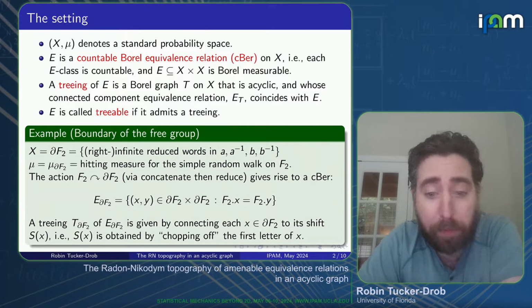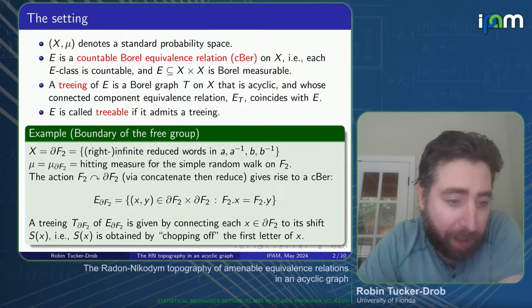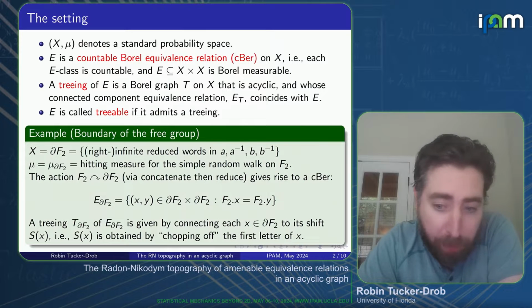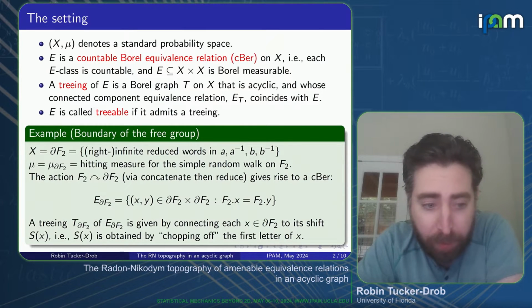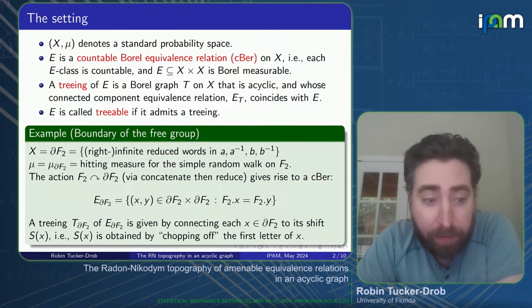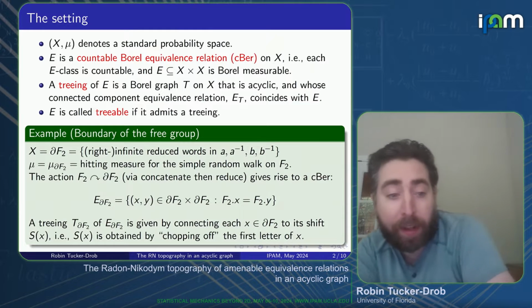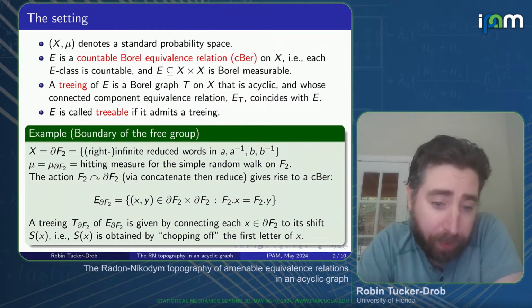And a way of defining the treeing is we can use this shift map or the chopping map. So I'll denote that by S. S of X is just obtained from X by chopping off the first letter of X. So X is some infinite word, I chop off the first letter. And then we look at the graph that generates, meaning I connect X to its shift. I connect X to S of X. And this gives me a tree structure. It'll be a 4-regular tree.